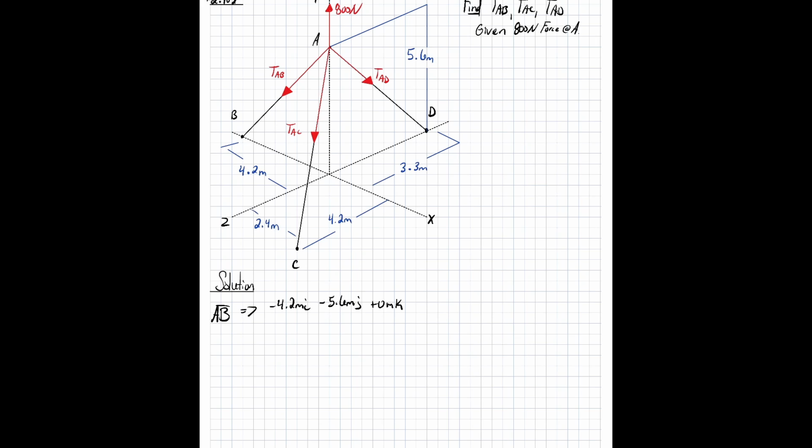Now I'm going to go ahead and do the lambda AB portion, which is going to be the sum of the squares. So negative 4.2 squared plus a negative 5.6 squared plus 0 squared. That comes out to 7 meters. So what we can do is take our coordinate plane that we just got from above and put that all over 7 meters.